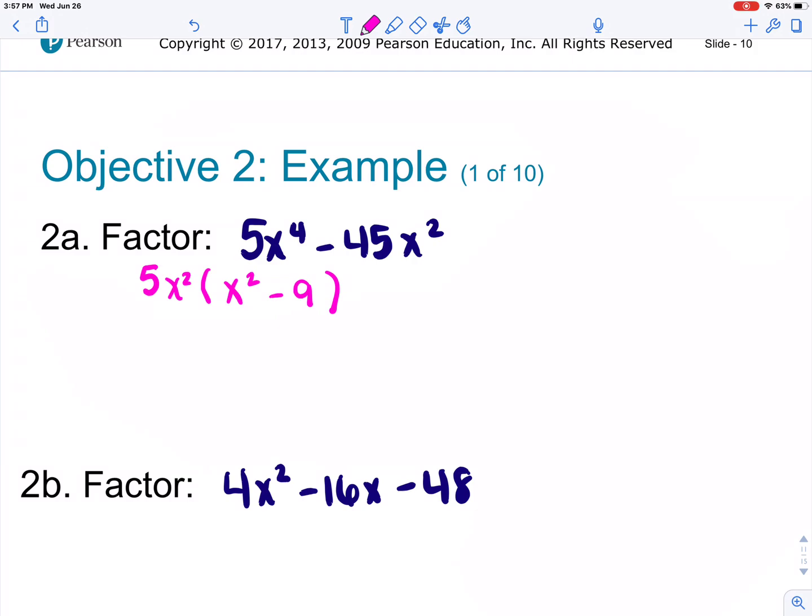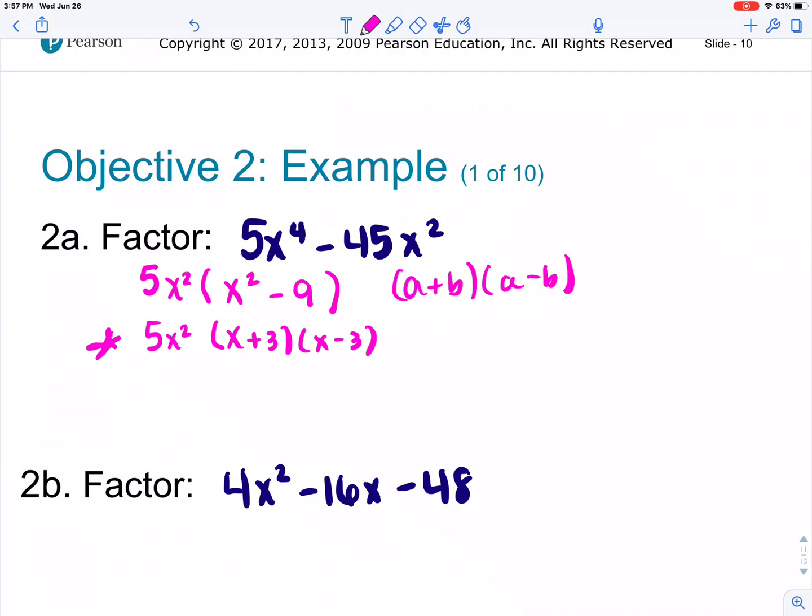Okay, so now that's another pattern. That's the difference of 2 squares. So 5x squared, a plus b and a minus b if you forget. So it's going to be x plus 3 and x minus 3 for our final answer.